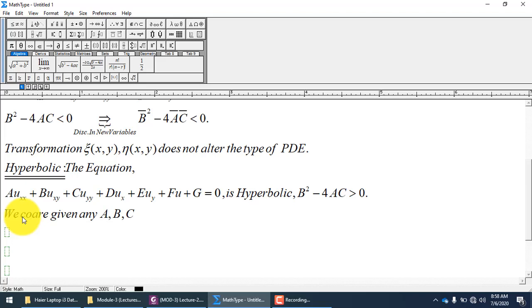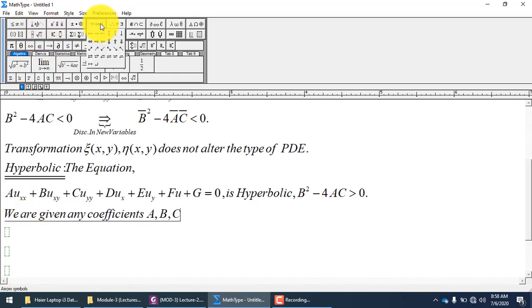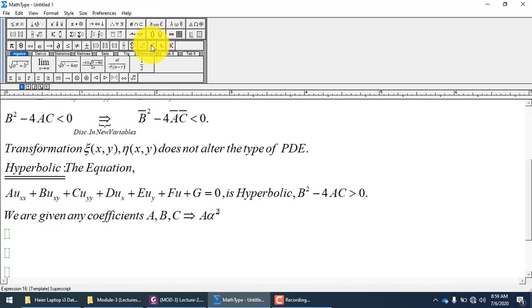Okay, we are given any coefficients a, b, c. So what can we write easily? We can write any quadratic equation. Okay, so I am going to write a alpha square plus b alpha plus c equal to 0.